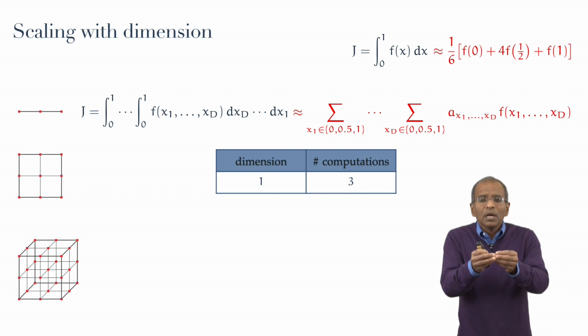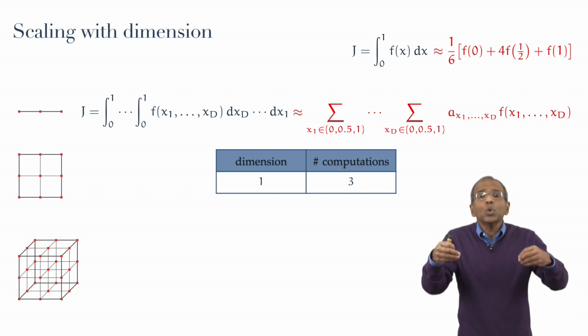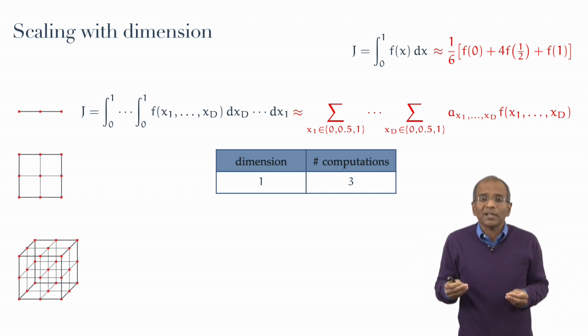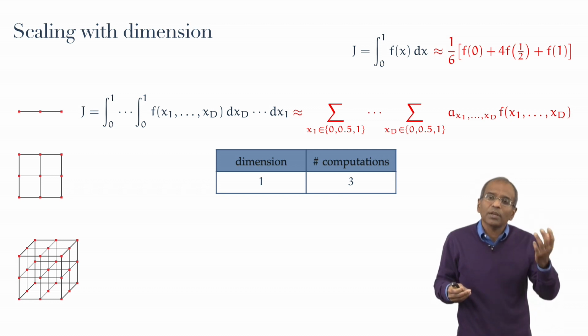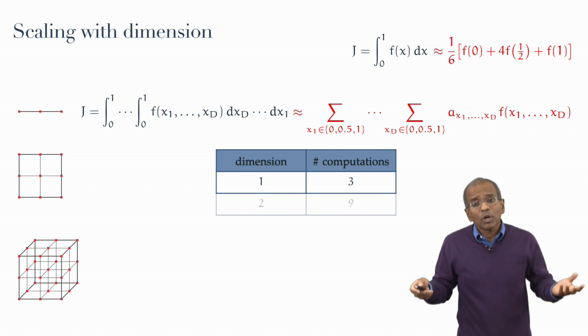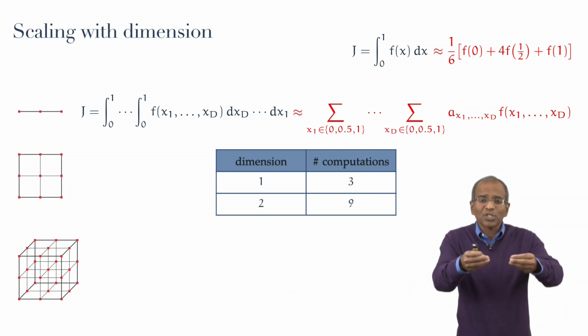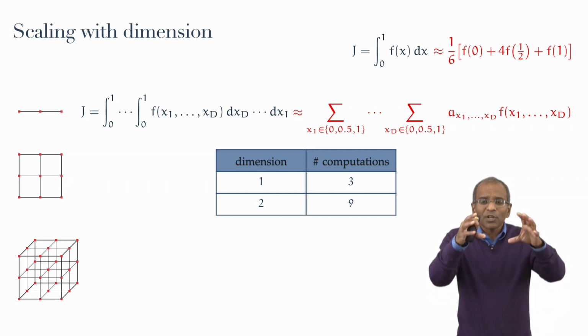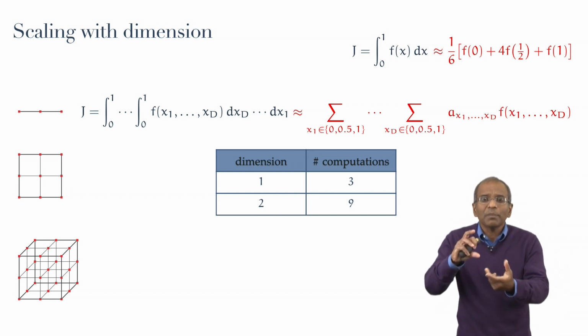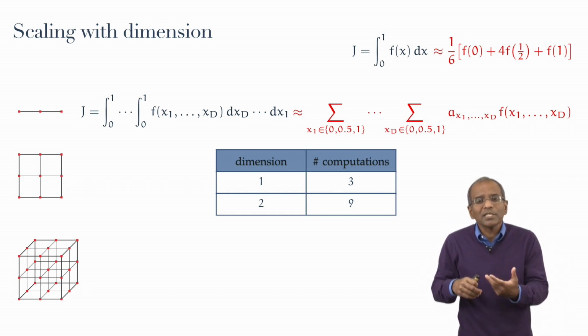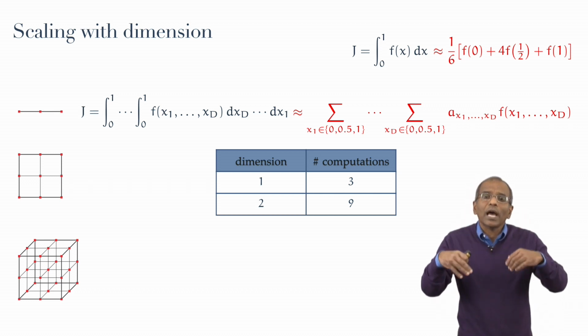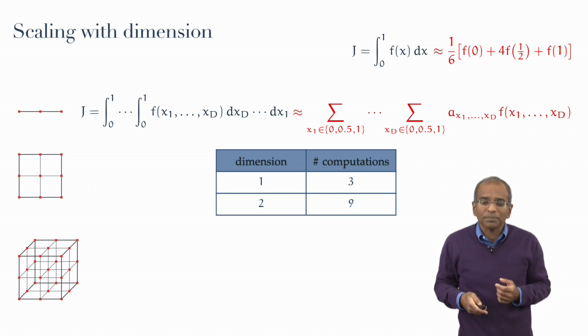So in one dimension, for the crudest approximation for the area under the curve, I'm going to need to evaluate the function at 3 points, 3 computations. What happens in 2 dimensions? Well, in 2 dimensions, I've got now a square and grid points, 3 per dimension. In other words, I have 3 times 3, or 9 places in the unit square where I have to evaluate the target function.